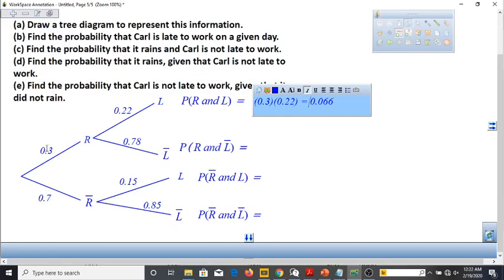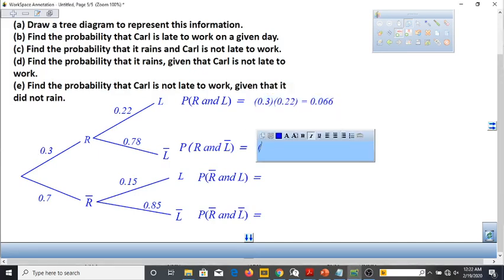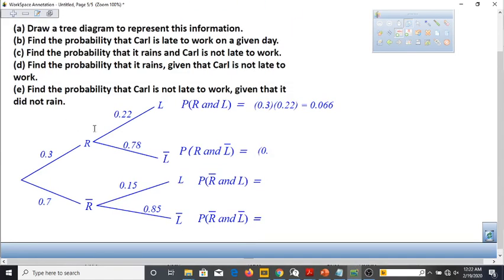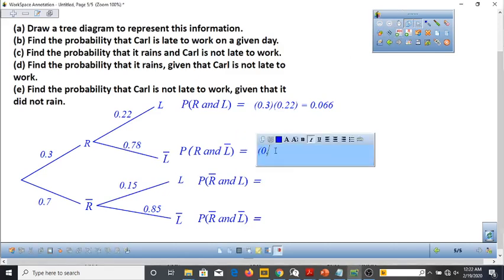And then we're going to do the same here. 0.3 multiplied by 0.78, because when we do an "and," we multiply the probabilities. It's probability of R multiplied by the probability of L given that R has occurred. So let me redo that part there. A little glitch. So 0.3 multiplied by 0.78. And that works out to be 0.234.